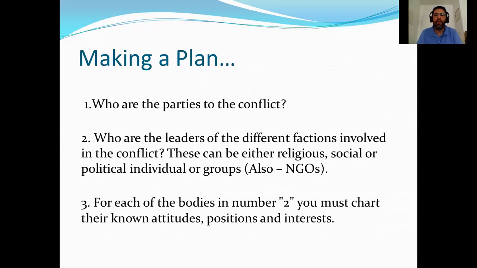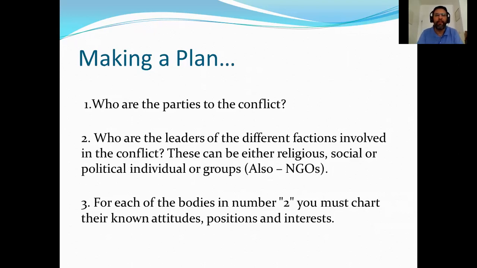This part of my lesson is called making a plan. First of all, you need to give me a list of who are the parties to the conflict. The parties can be parts of society, individuals, or politicians. You need to say, too, who are the leaders of the different factions involved in the conflict. You need to go to the leaders. People will follow their leaders. These can be either religious, social, or political individuals or groups. These groups are also known as NGOs, non-government organizations, otherwise known in Hebrew as Amutot.